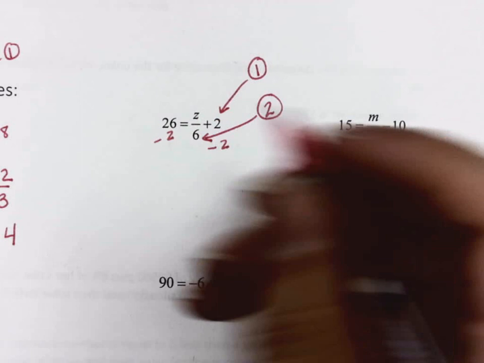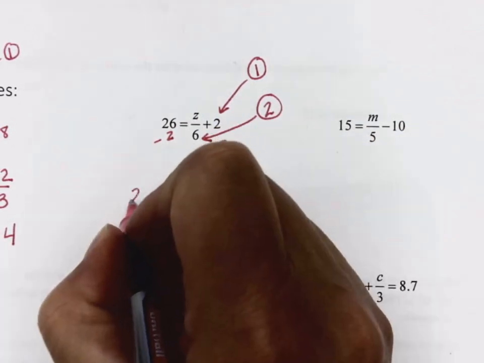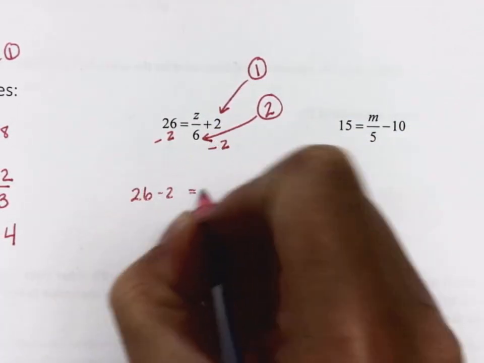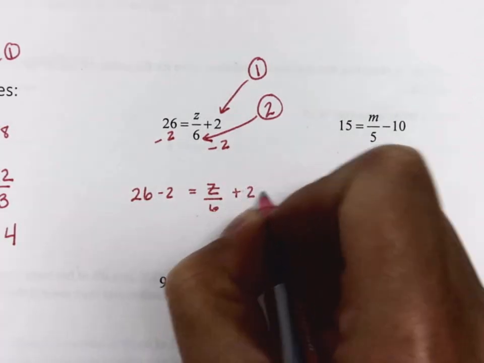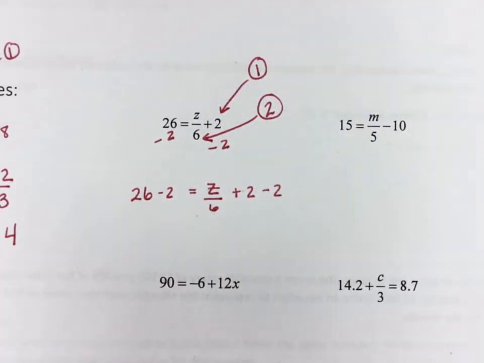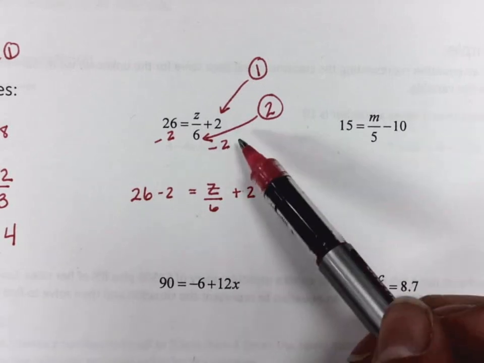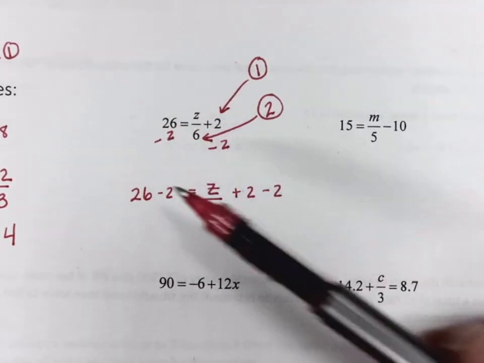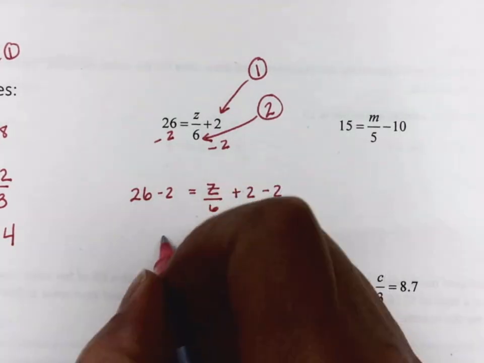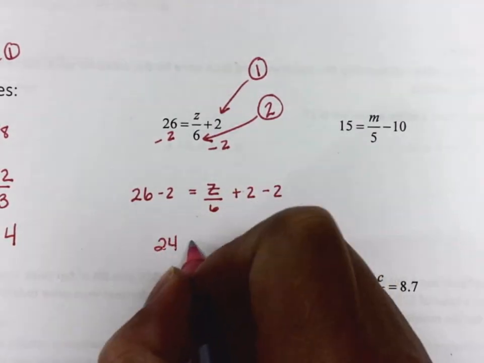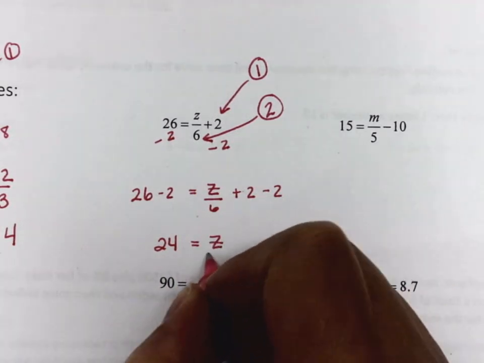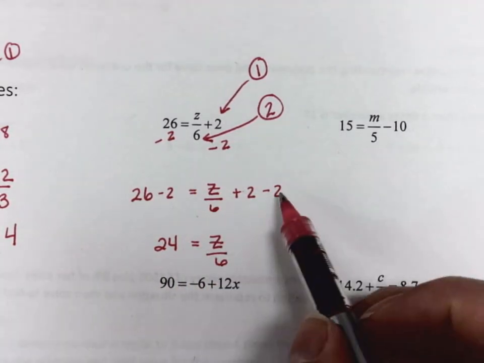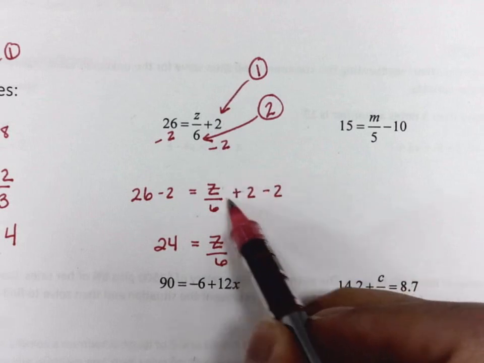And if you want to rewrite it out so it looks a little nicer, you can go 26 minus 2 equals z over 6 plus 2 minus 2. If you like writing it out that way, if that makes more sense to you, writing it as a different line, I just tuck it underneath. That's the way I do it. So I have 24 equals z divided by 6, because plus 2 minus 2 gives me 0.